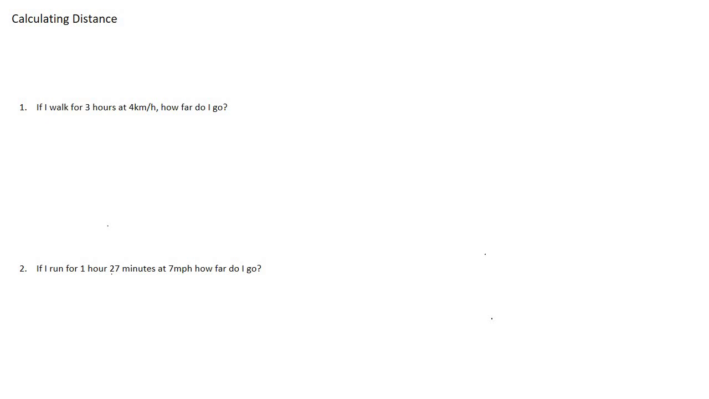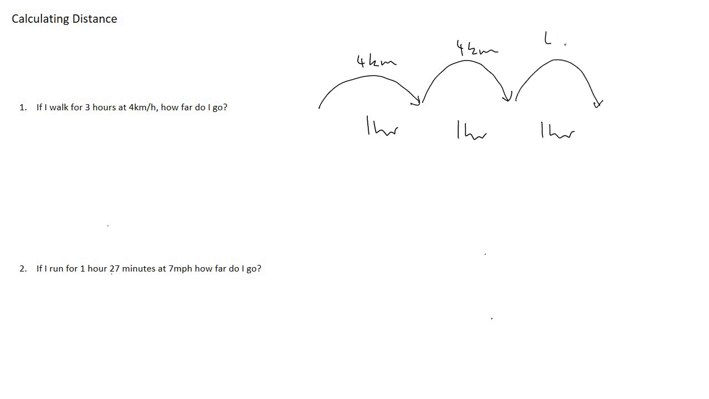Okay, so walking at 4 kilometers per hour means that in the first hour, I'm walking 4 kilometers. And if I'm going at 4 kilometers per hour, in the second hour I'm going 4 kilometers. And in the third hour, I'm going 4 kilometers. Okay, so in total, I'm going 4, 8, 12 kilometers. All I've done here is take that speed number and multiply it by the time, to get how far I'm going. And that gives us our formula.